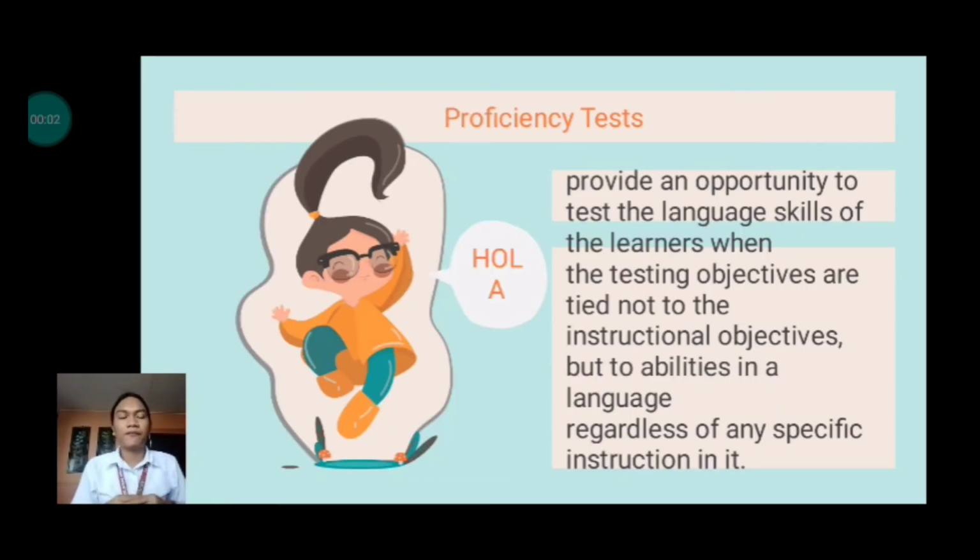The next one is proficiency test. Proficiency tests provide an opportunity to test the language skills of the learner when the testing objectives are tied not to the instructional objectives, but to the abilities in a language regardless of any specific instruction in it. For instance, in the English language, we use proficiency tests to measure the learner's levels of language. This will determine how proficient he or she is in using the English language.